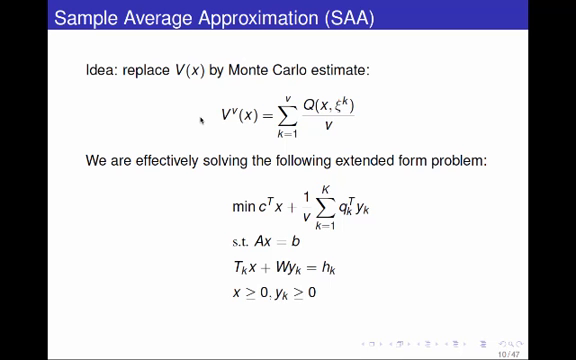So in sample average approximation, we pull independent samples of the uncertainty, psi k, and we replace the V of x with this estimate here, which means that in extended form, we're now solving this problem here. So what's changed compared to what we've seen in the usual L-shaped method is the probability weights, right? So now we have an equal weight on each of the independent samples that we happen to pull out.